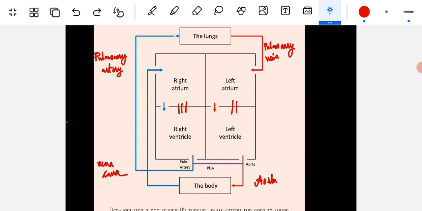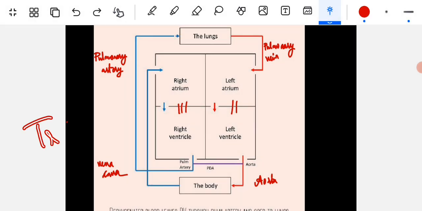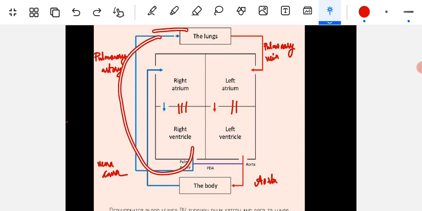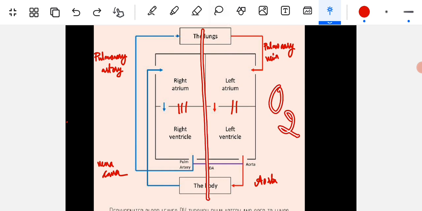From the right atrium to the right ventricle there are 3 flaps, so we call that the tricuspid valve. And from the right ventricle to the lungs, that is done by the pulmonary artery. You have to remember one more thing: if you draw the line like this, the right part will be deoxygenated blood and the left part will be oxygenated blood.